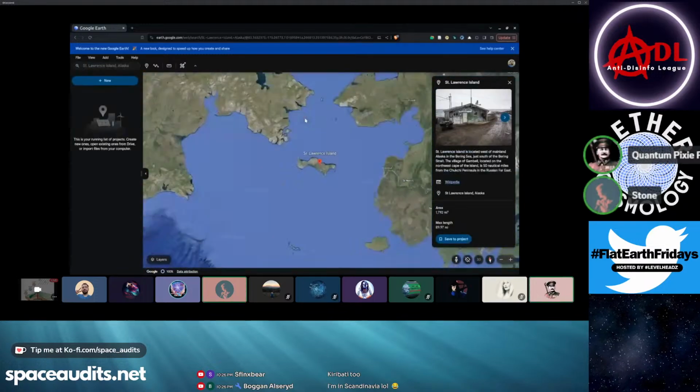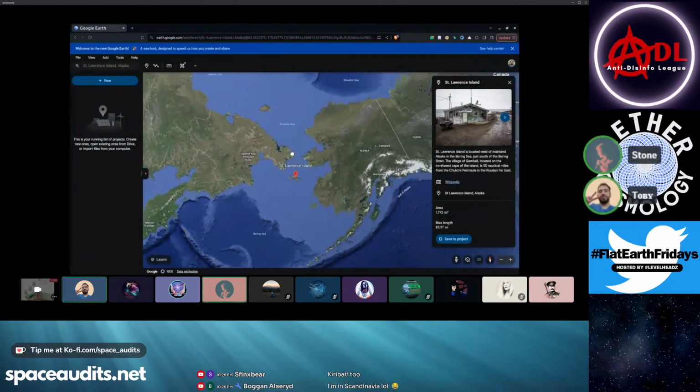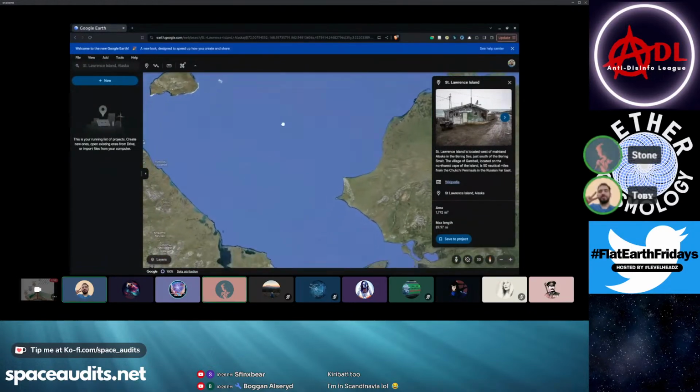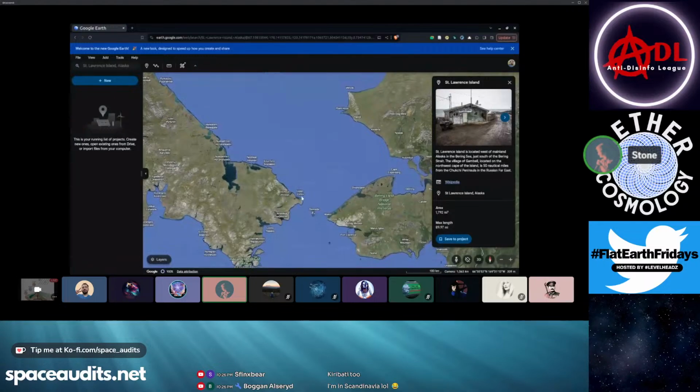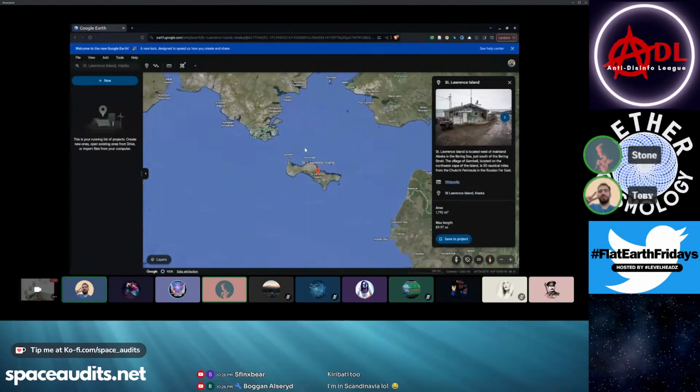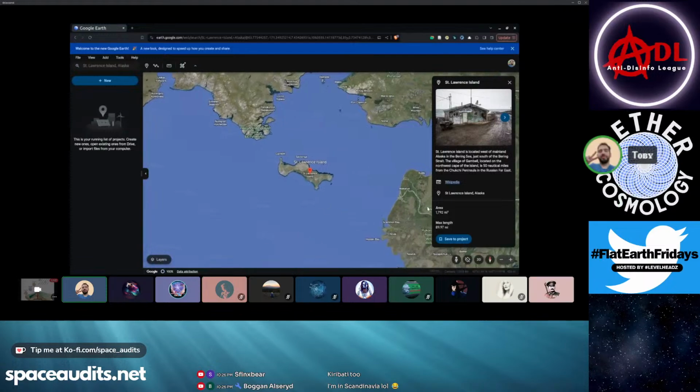What are you looking for? Looking up on the top of the screen. There it is. So there's St. Lawrence Island. That's it right there. Well, you got both in the shot. Keep going right down here. There's Laurentia right there. They're both in the shot now. Okay. So I was misunderstanding what he was saying then. Okay.